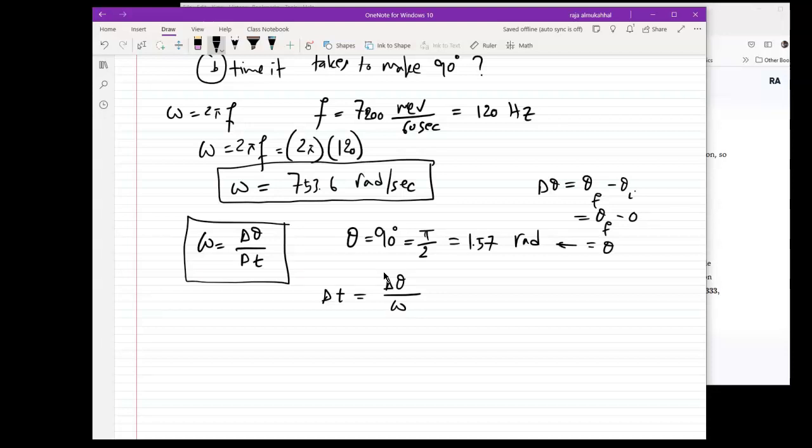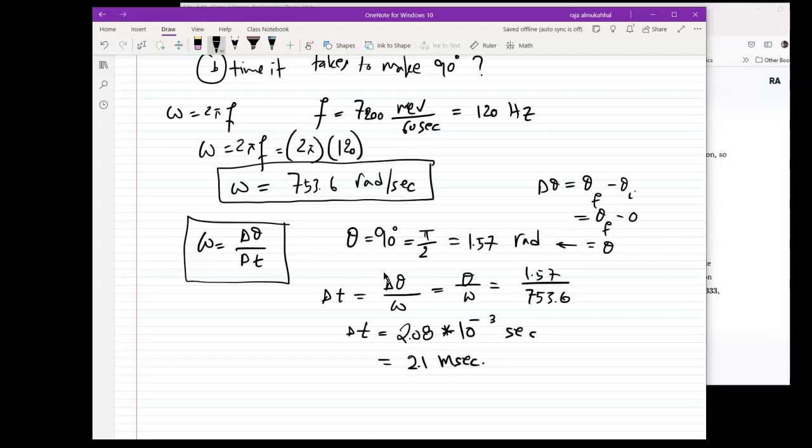See what I'm saying? So that will be equal to theta over omega, and that's equal to 1.57 divided by 753.6. And then we can calculate the time, and that will give us 2.08 times 10 to the negative 3 second, or roughly 2.1 millisecond. Got it? Okay.